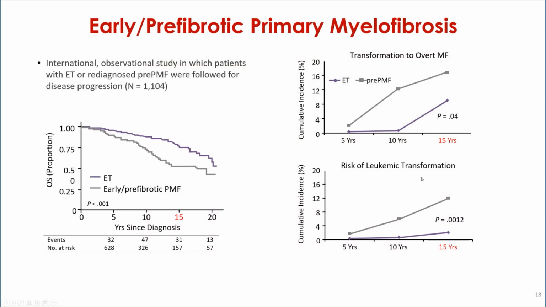And if you look to the right, these patients in a gray color with prefibrotic myelofibrosis have about 15% chance of getting to fibrotic stage at 15 years, and about 10% in the right lower part, 10% risk of AML after 15 years. I call this my own rule of 15. Easy to remember for management and for the testing when it comes down to prefibrotic myelofibrosis.